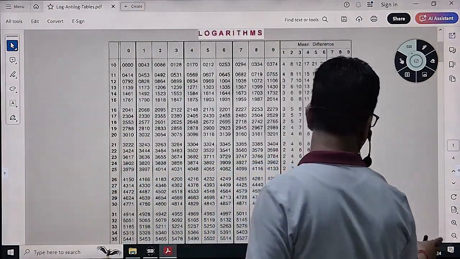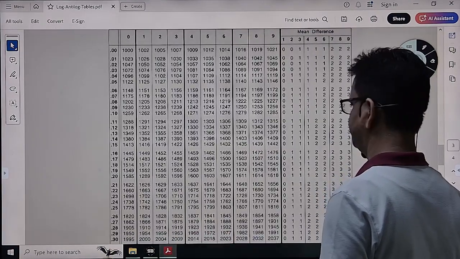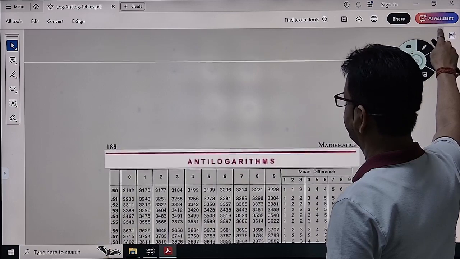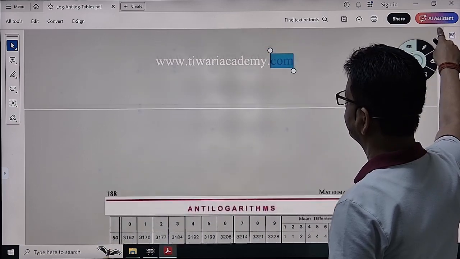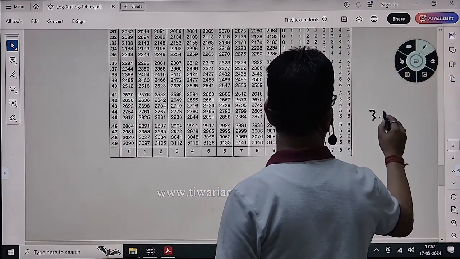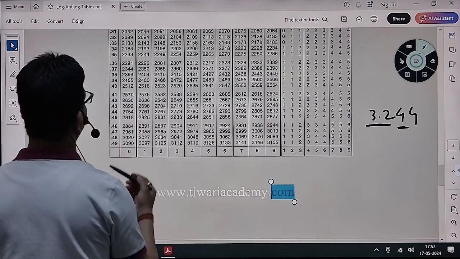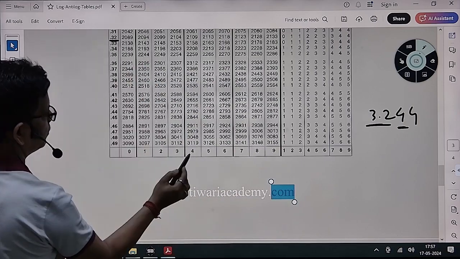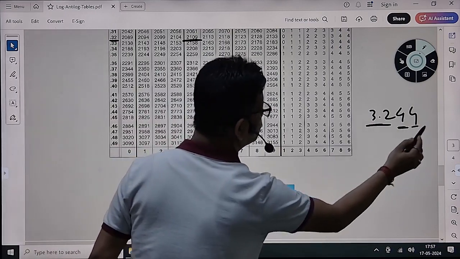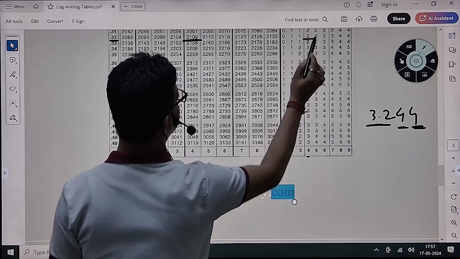So here 3244, antilog table. So that means 0.32. How much? 32. So for these, go to 32 and 4. So actually 0.32 is this one, 4 is this one. How much? 2109. Then mean difference 4. So this is 4. Mean difference. So here, that number is it 2? Yes. So just add it.